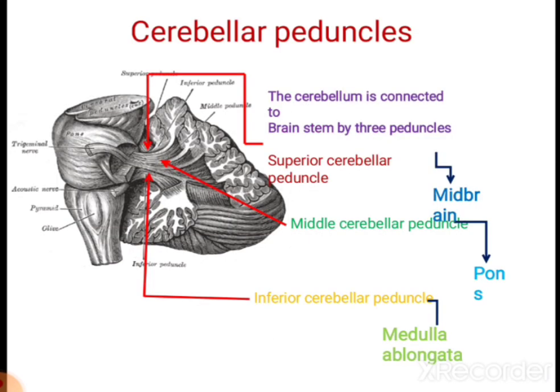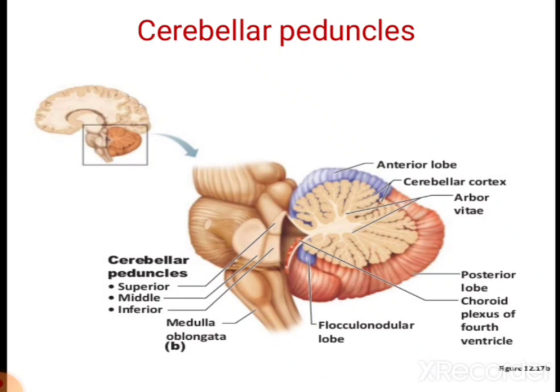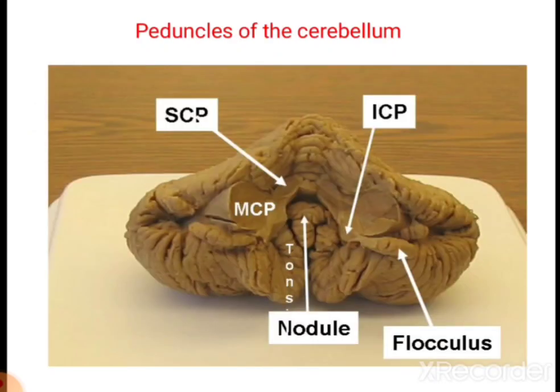There are three cerebellar peduncles, superior, middle and inferior, which connect the cerebellum to the brainstem. This is the fourth ventricle, which is the cavity between the cerebellum and the brainstem. The peduncles are here, clearly demarcated. This is the original cadaveric cerebellum. Here we can see the largest peduncle is the middle cerebellar peduncle, that is MCP. Above it lies the superior cerebellar peduncle, and below it lies the inferior cerebellar peduncle.